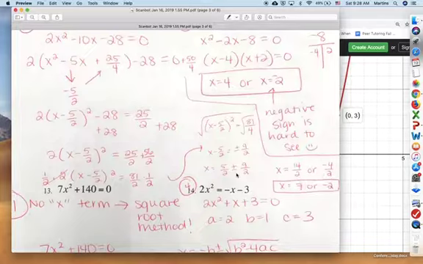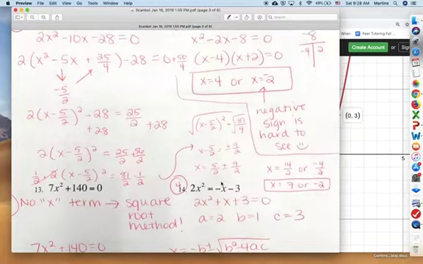It may be tempting to leave your answer like this, but there's no reason you can't combine these because they are like terms. So it makes sense to think of these as two separate equations. What is 5 plus 9 halves?